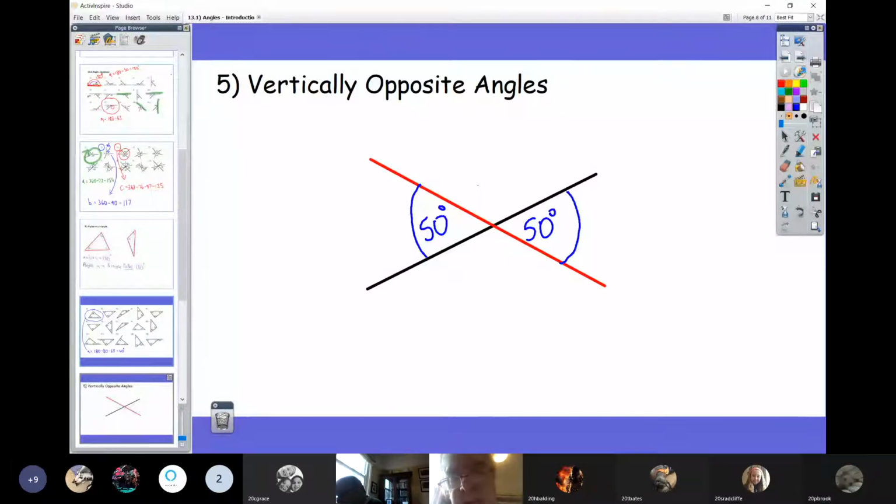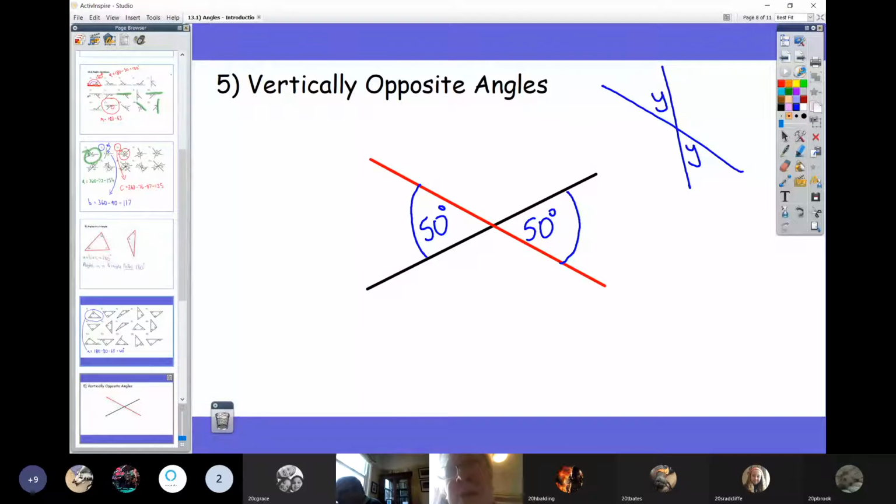Normally it will be part of a bigger question, but wherever you've got two straight lines crossing each other, if you know that angle there, which I'm calling y, then that angle over there will be the same. So if you know one of those is 40, the other one would be 40. And the reason you would state is that vertically opposite angles are equal.